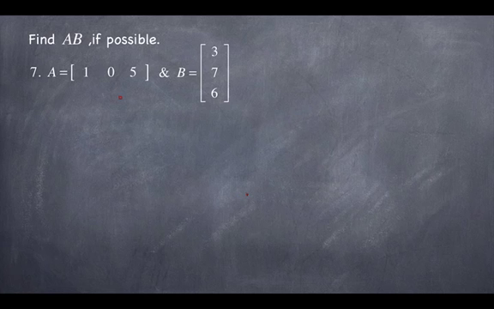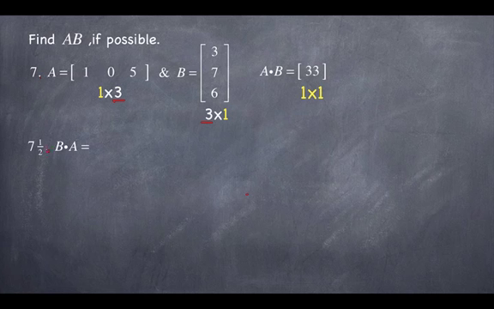So now notice that the order is 1 by 3 and this is 3 by 1. Am I going to be able to perform A times B? The answer is yes, because these match, and the order of the answer is going to be 1 by 1, and that's how I end up with 33. So I multiply this row times this column, and I get 33.